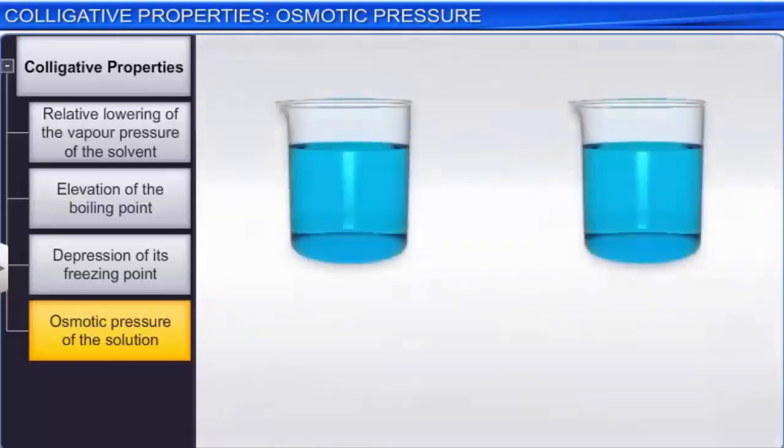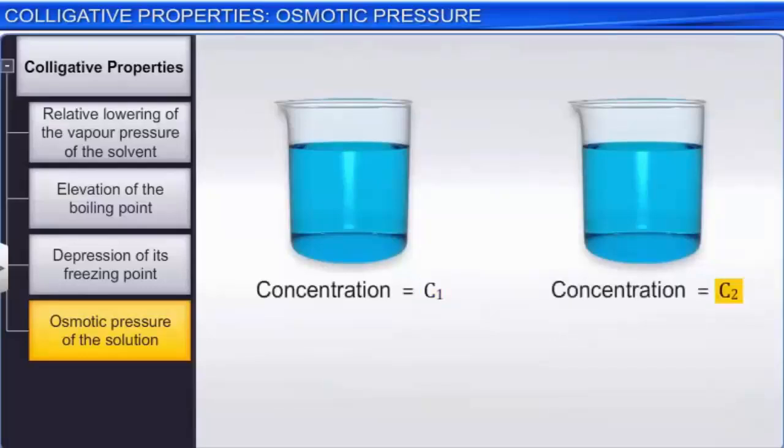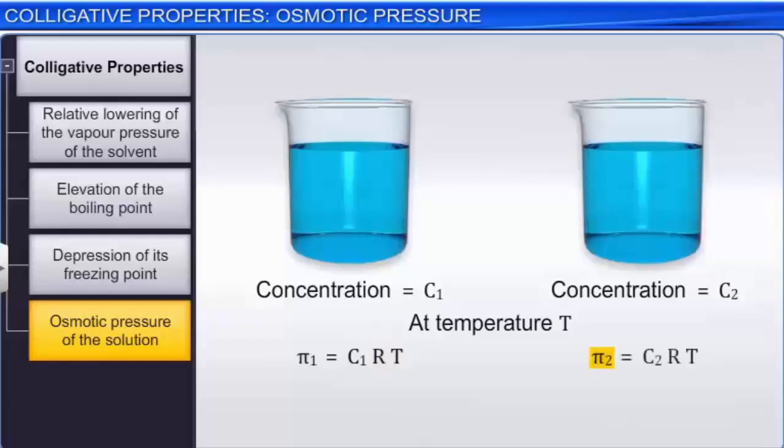Let us consider two solutions with concentrations C1 and C2 at temperature T. Then osmotic pressure for the first solution, pi1, is equal to C1 multiplied by R multiplied by T. While osmotic pressure for the second solution, pi2, is equal to C2 multiplied by R multiplied by T. Now, if the solutions have the same concentrations, that is, if C1 is equal to C2, then pi1 becomes equal to pi2.